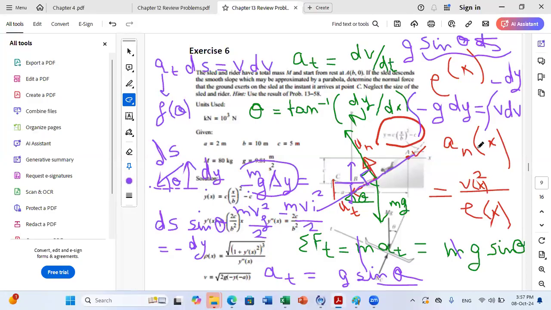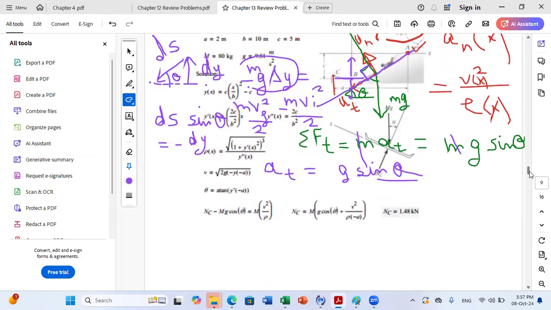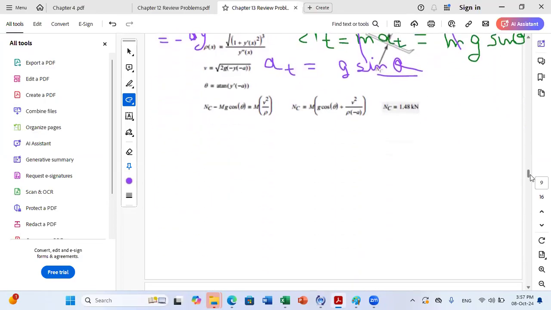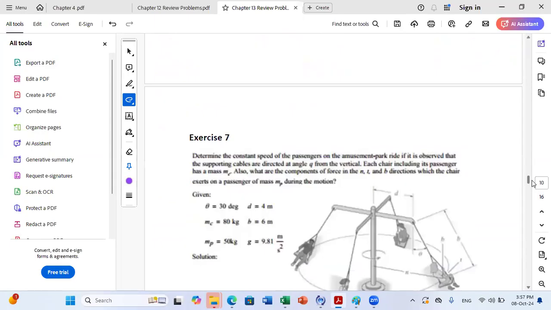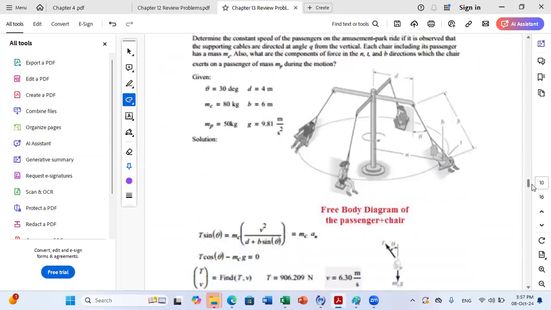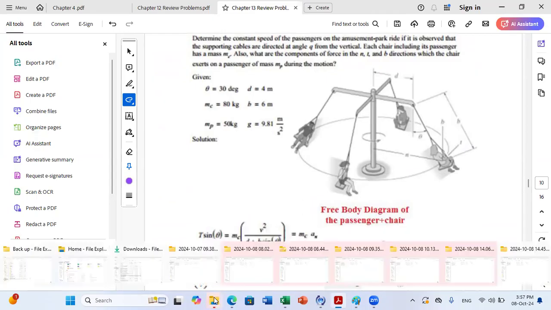If you also found difficulty in any problem, you can repeat it together if you want. Okay. Let me open then chapter 14.